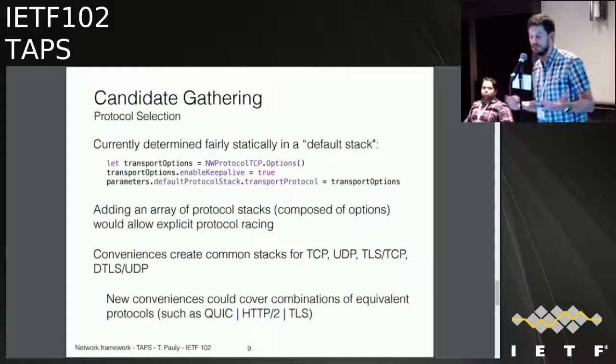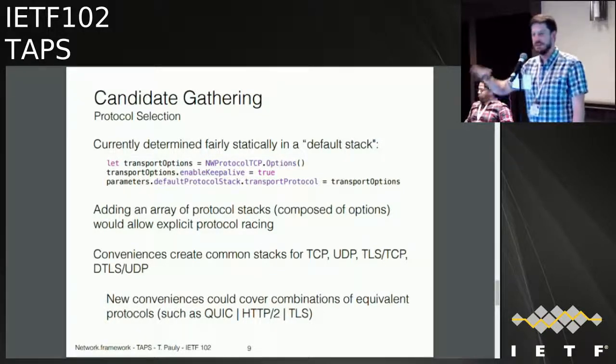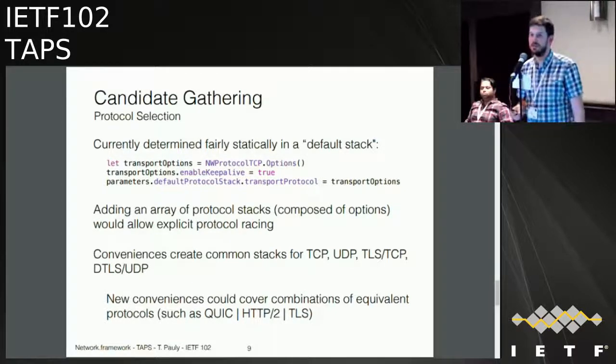We could also imagine more conveniences for creating these types of stacks in the future. So right now, the default protocol stacks that we can configure are TCP, UDP, TLS over TCP, and DTLS over UDP. But it'd be really interesting to say, I want a default convenience for things that look like QUIC or HTTP2, and essentially have that larger category such that the TAPS system can determine where to put things.